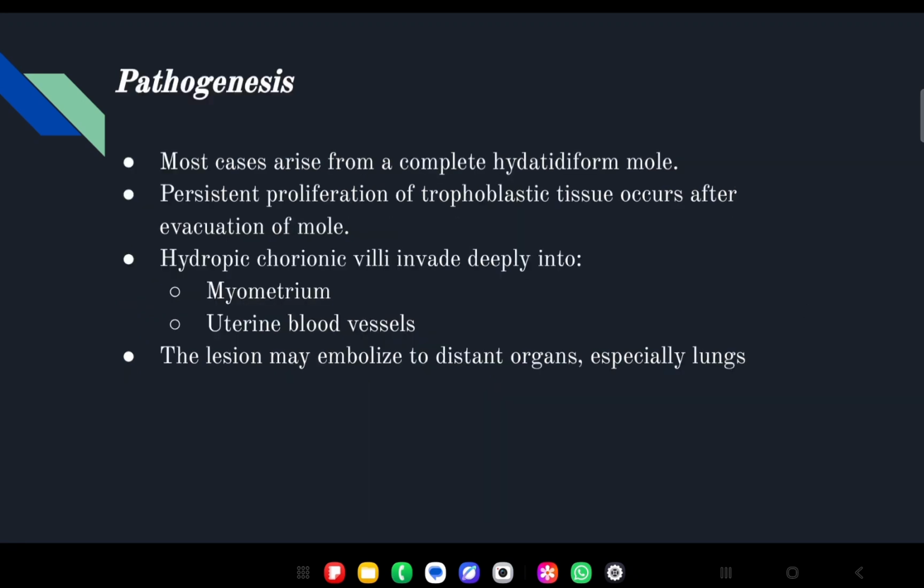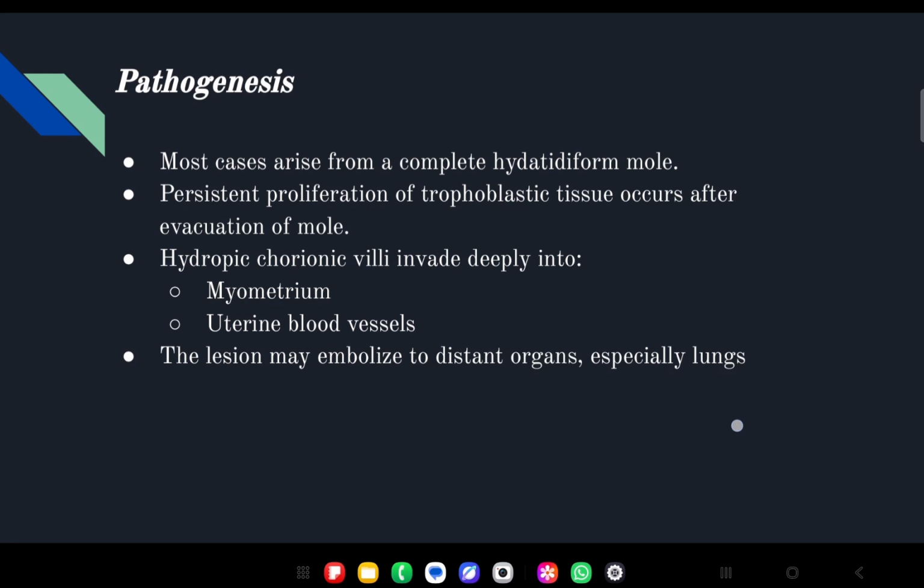Then moving on to the pathogenesis, most cases arise from the complete hydatidiform mole. As we have discussed, the chorionic villi invade the myometrium, leading to the invasive mole. Persistent proliferation of trophoblastic tissue occurs after evacuation of the mole. In previous molar pregnancies, the mole is evacuated, but some tissue remains, leading to trophoblastic tissue proliferation, which forms the invasive mole.